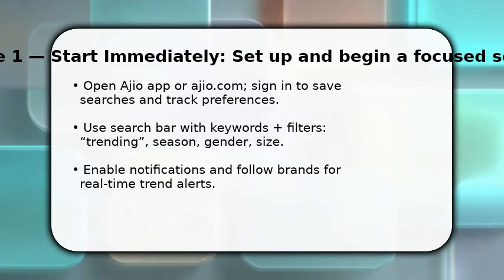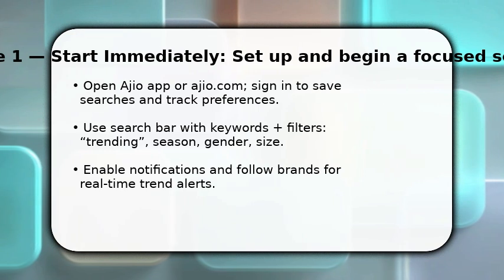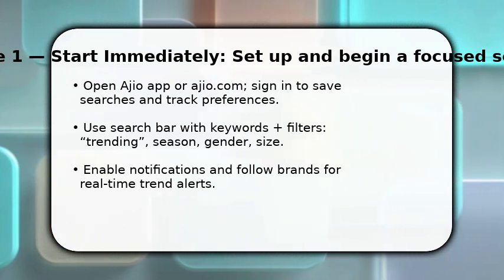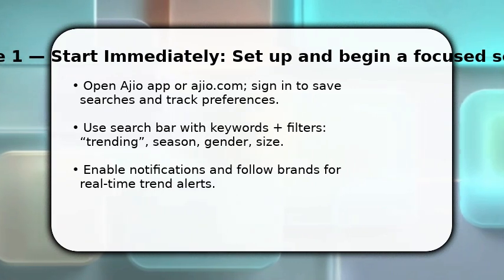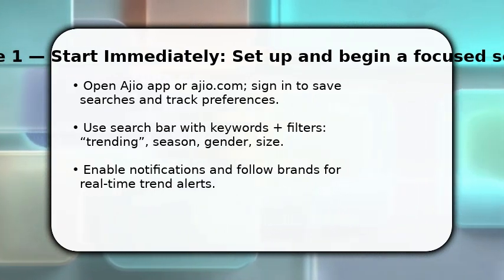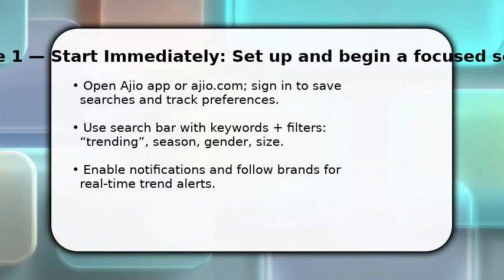Enjoy the video. You start now by opening Ajio on mobile or desktop and signing in so results personalize. Type concise keywords like trending dresses or men's streetwear trending and apply season, size, and price filters. This narrows noise. Once done, sort by popularity or newest to surface current hits.